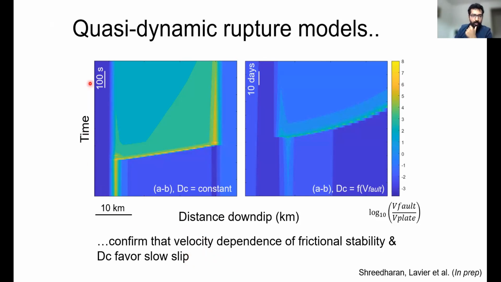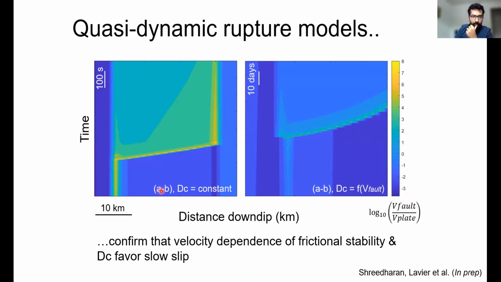Then when you do that, these quasi-dynamic rupture models also confirm that velocity dependence of frictional stability and D sub C favors slow slip. So the y-axis is time, the x-axis is distance down dip or distance along the fault. The deep blue is a locked fault. Light blue, or zero, corresponds to being driven at plate rate. And the deep yellow means, the darker the yellow, the faster the slip rate.